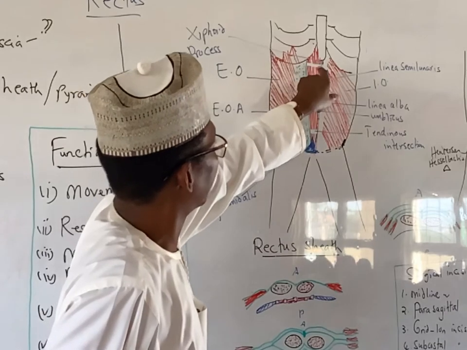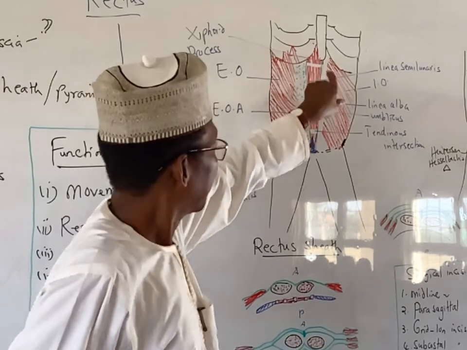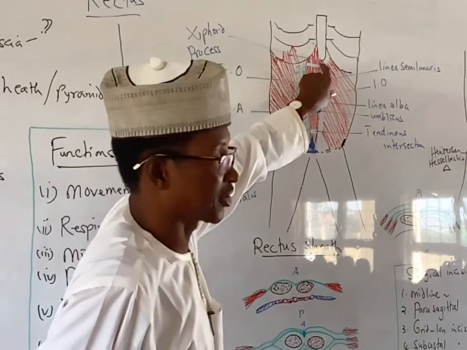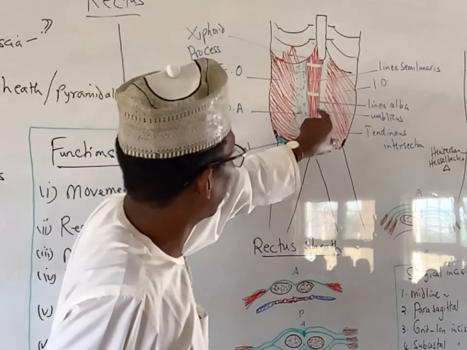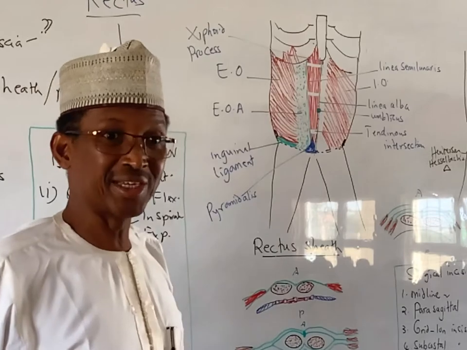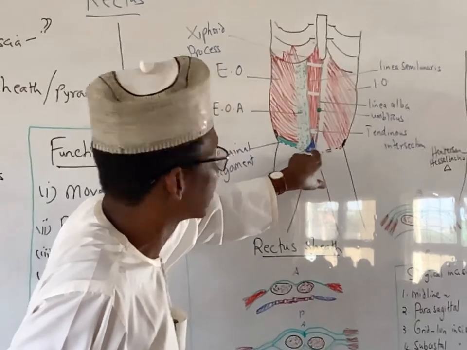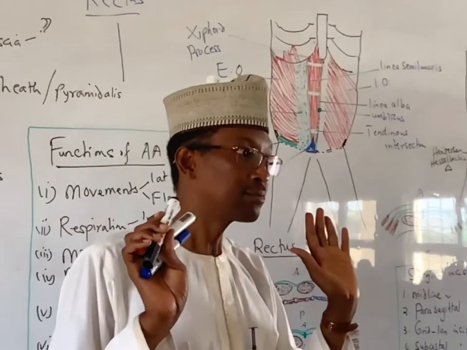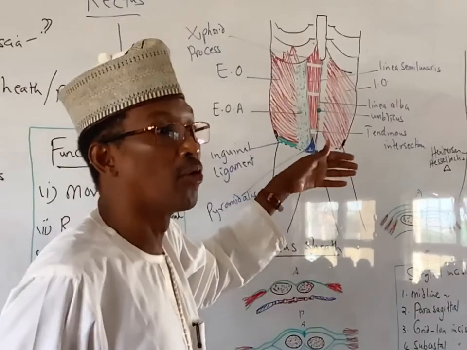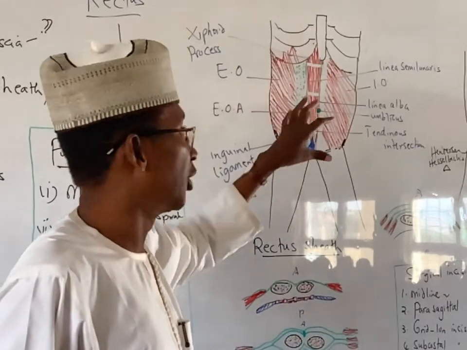The first tendinous intersection is at the level of the xiphoid process, where it originates. The second one lies halfway between the umbilicus and the xiphoid process. So that means it is in the midline here, between the umbilicus and the xiphoid process. That is the second tendinous intersection. Are you clear? The third one lies between the umbilicus and the pubic symphysis. Simple and clear. Good. So occasionally you may have four tendinous intersections. It can be placed anywhere, either here or here. But mainly we notice three.